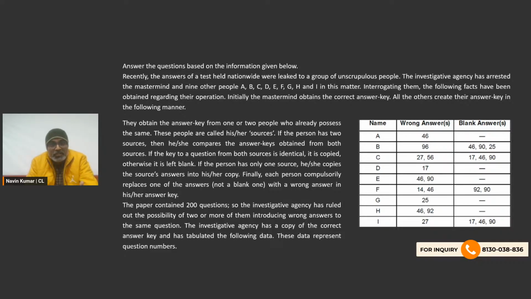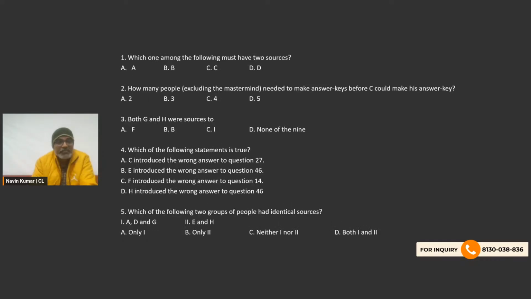We are talking about these 9 people, A to I, and the question numbers wherein they have answered them wrong. That's the second column. And the third column is about blank answers. The dash represents there was no blank answers, otherwise the question numbers are written there. And after this, we have these questions.